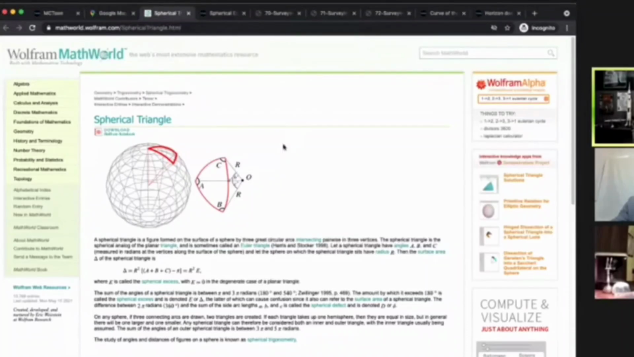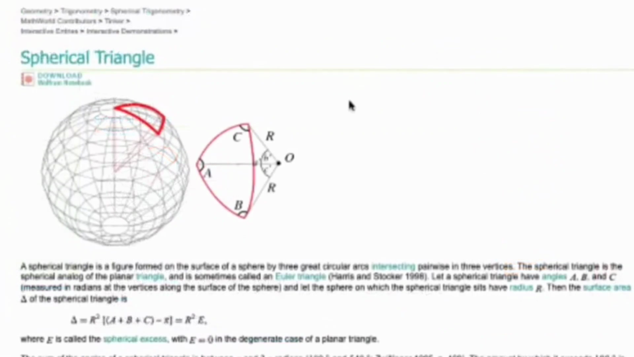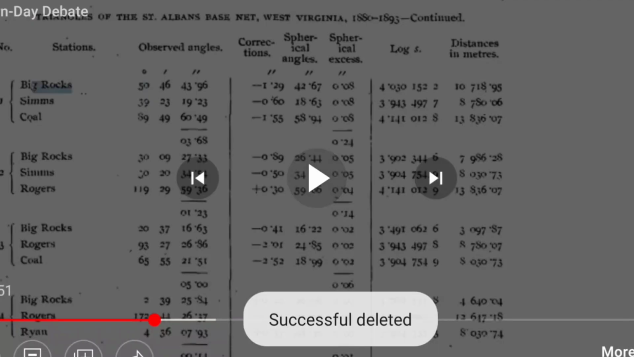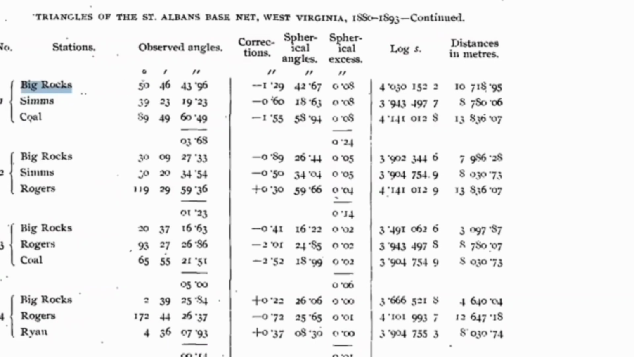On a surface that is spherical, a triangle has more than 180 degrees. It must have more than 180 degrees. If you look line of sight, if you've got three straight lines joining three points, then that's going to sum to 180. All right, so big rocks, 50 degrees, 46 minutes, 43.96 seconds.